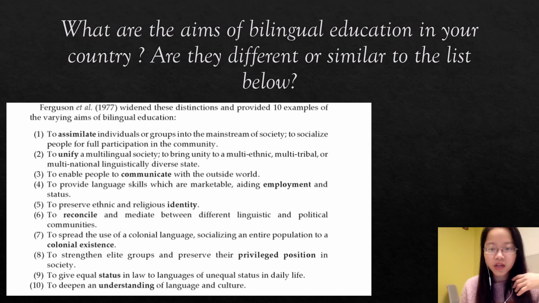So bilingual education can help serve that purpose as well, to enable people to communicate with the outside world, to provide them with language skills in both languages so that they can apply them for their employment. It can be a way to strengthen and deepen the understanding of language and culture, which is really good, one of the real benefits of bilingual education as well.